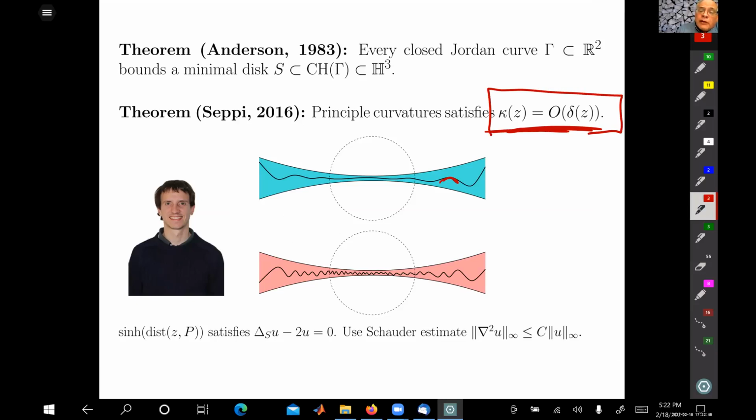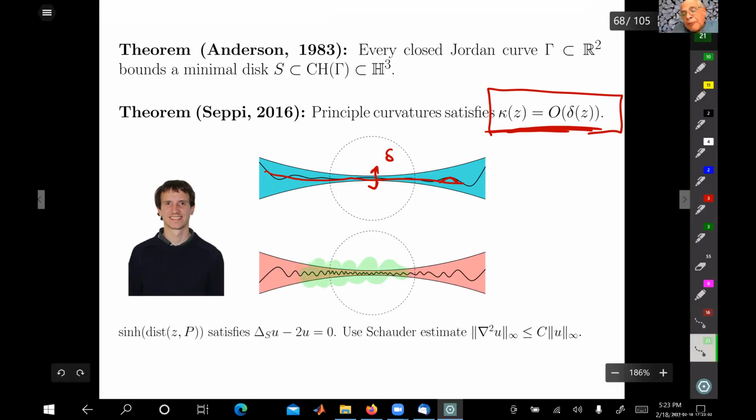So we know that we have a minimal surface. It's trapped between two almost parallel planes. These planes are only delta apart. They're very, very close. Now, in the bottom picture, I speculate that maybe a minimal surface could oscillate wildly, even though it was trapped between two parallel planes. Turns out that can't happen.